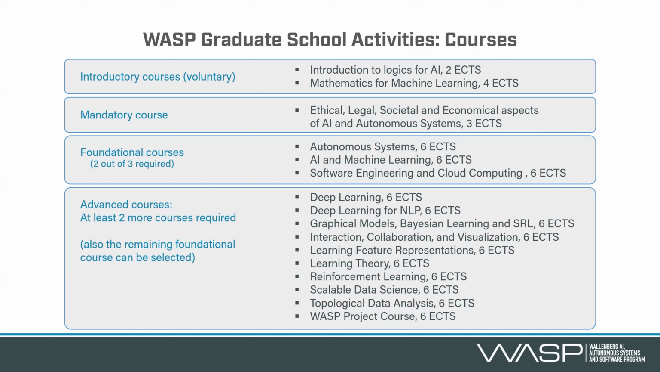And then finally, we have a group of courses called Advanced Courses. In general, you need to take at least 2 more courses than what I've already mentioned. Many people select among the advanced courses, but it's also possible to take the last one of the foundational courses. The advanced courses are deep learning for NLP, graphical models, spatial learning, and SRL, interaction, collaboration, and visualization, learning feature representations, learning theory, reinforcement learning, scalable data science, topological data analysis, and WASP project course.